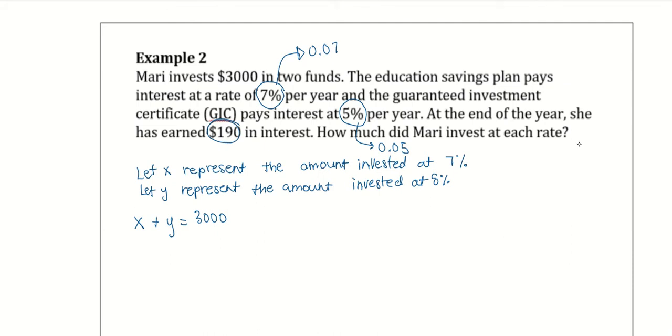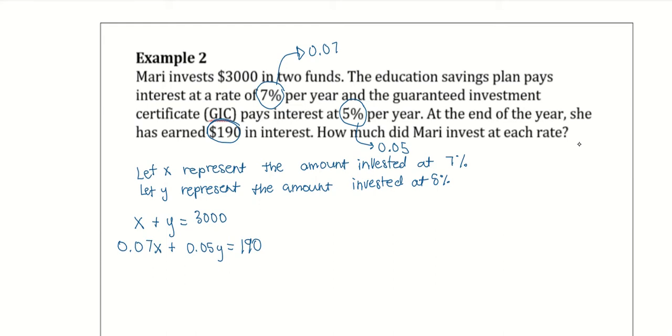So to figure out our next equation, we're actually going to use those decimals and that $190 in interest. We know that the amount that she gets from the first investment, that's 7%, plus the amount she's going to receive back in interest, so 0.05 times whatever she puts in for y, is going to add up to $190 in interest. Because you get 7% back from one fund and 5% back from another to have a total of $190.